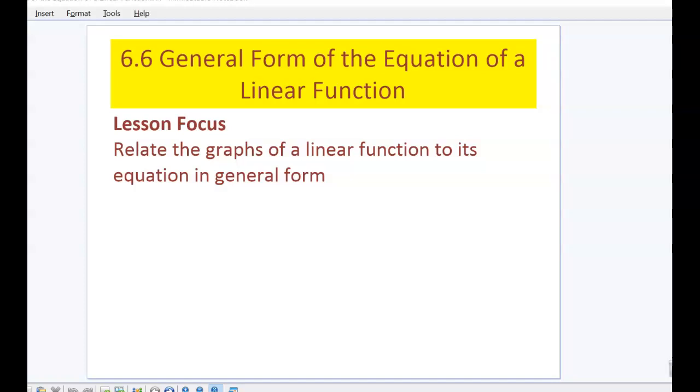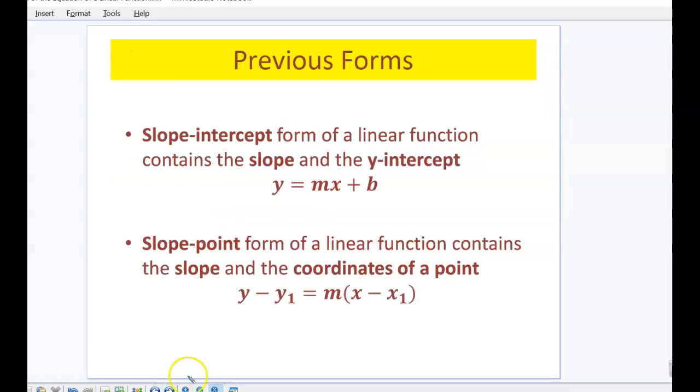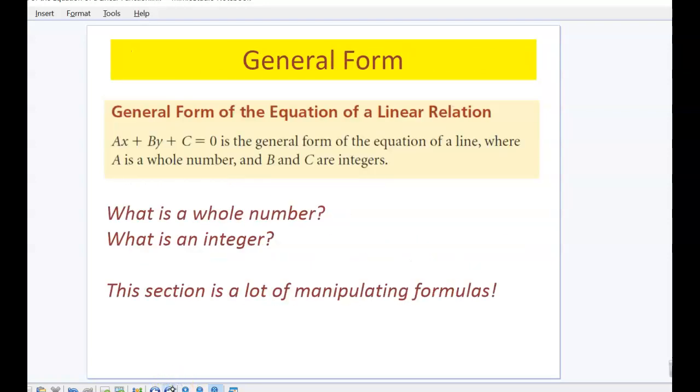In section 6.6, we're going to look at the last form of a linear function, and that is general form. So far, we've learned the slope-intercept form, which is the form y equals mx plus b, and we learned the point-slope form, which is y minus y1 equals m times x minus x1. And today we're going to look at the general form of the equation of a linear relation.